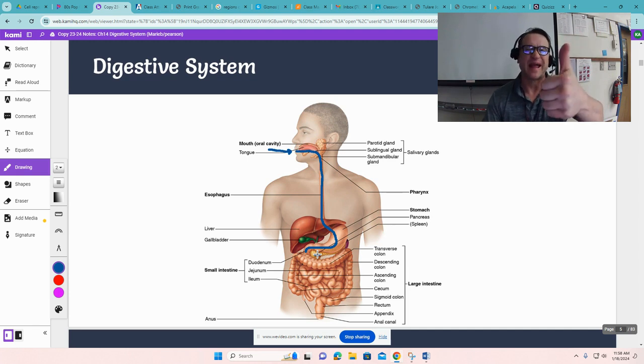It also secretes pancreatic amylase. That's to help to break down carbohydrates, like starch. It also secretes pancreatic lipase. I say lipase, some people say lipase. I like lipase better because it breaks down lipids or fats.